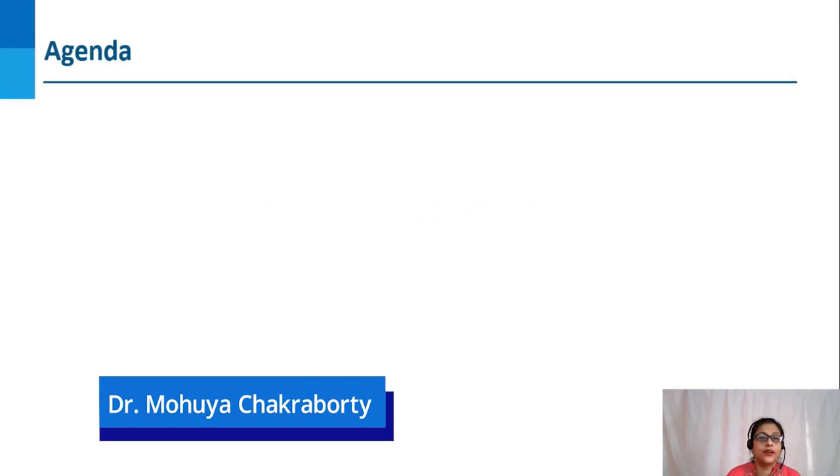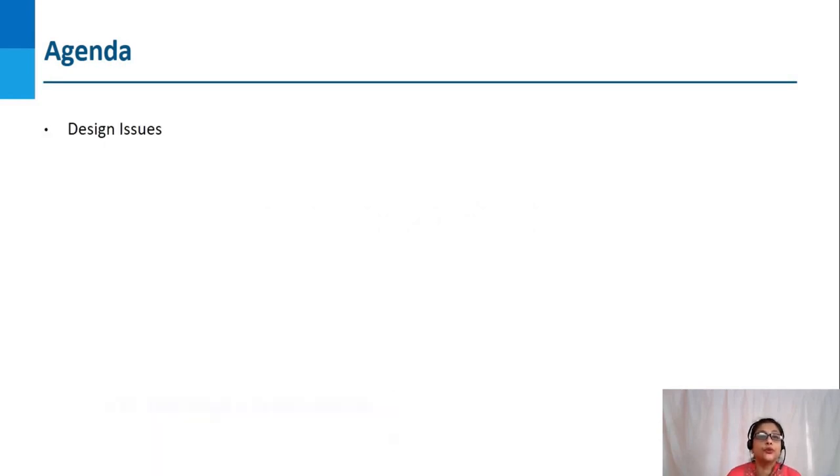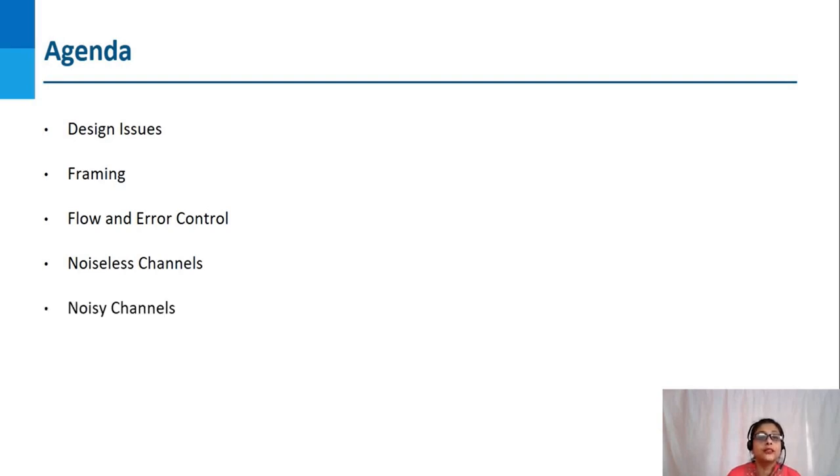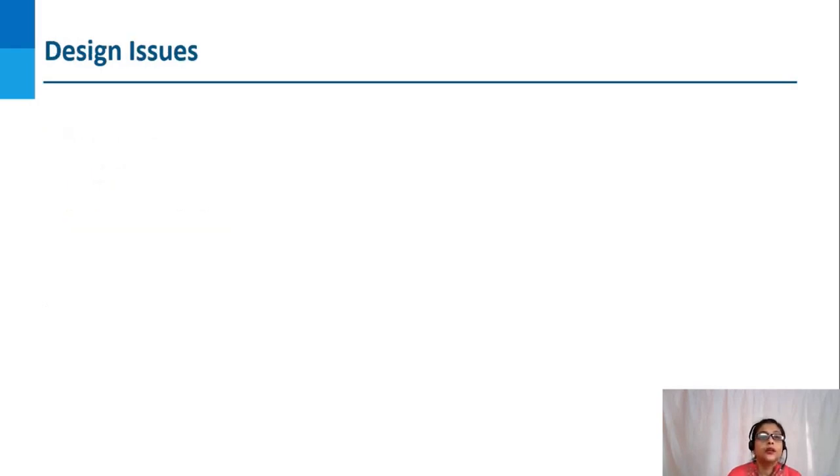So what is the agenda? We will be learning about the various design issues of data link control, then framing, after that flow and error control. Then we will be learning about the protocols of noiseless channels, after that a few protocols of noisy channels, and then HDLC or high level data link control. Let us look at the design issues.